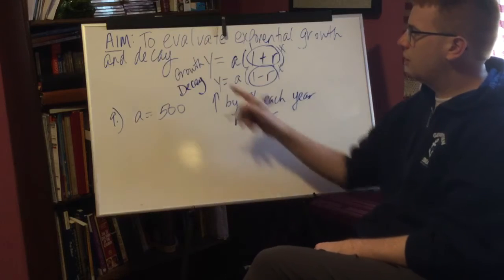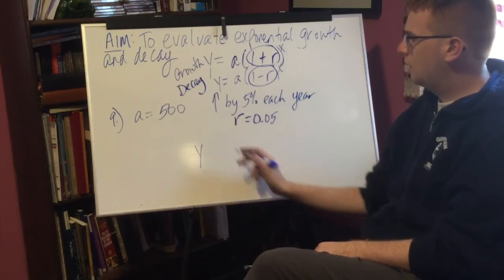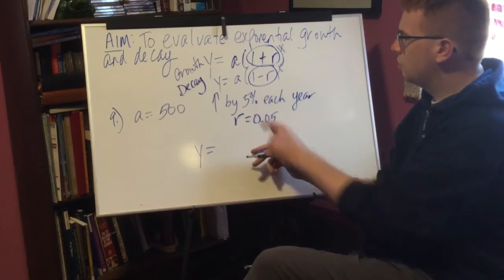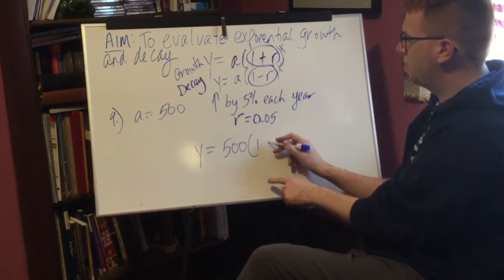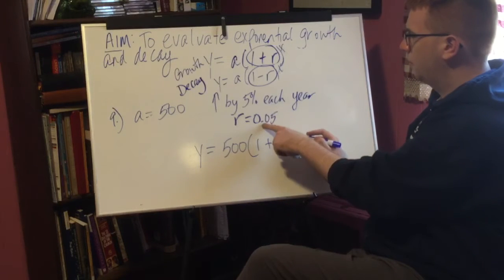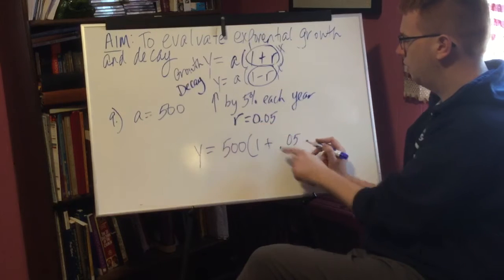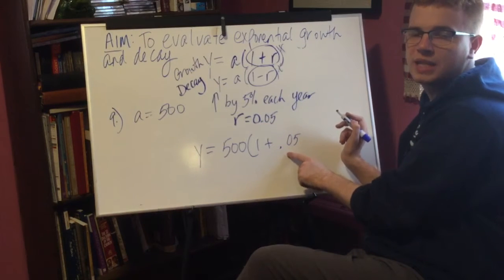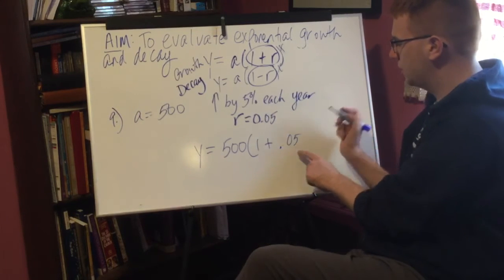And now we have to write a growth formula. So the Y is going to be the attendance. And this is equal to the initial amount, which was 500 people, times 1 plus our rate as a decimal. So we're going to add in the 0.05. Be careful to put 0.05 and not just 0.5. 0.5 would be a 50% increase. We're dealing with a 5% increase.